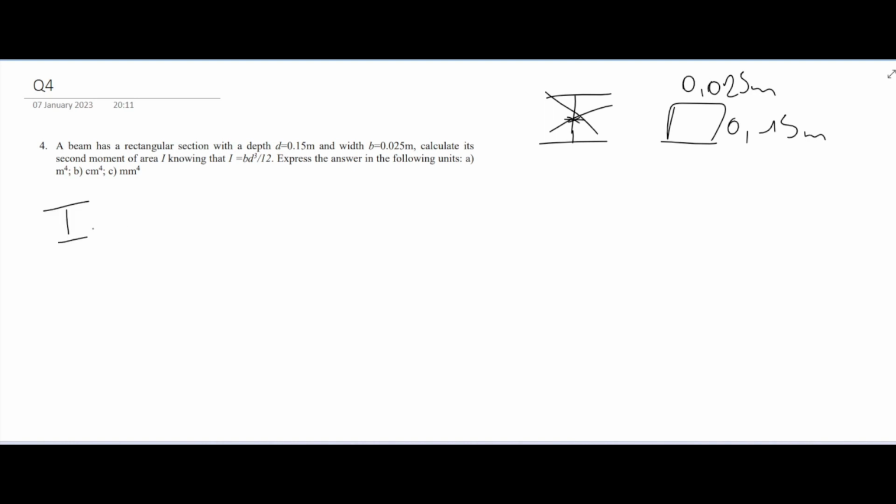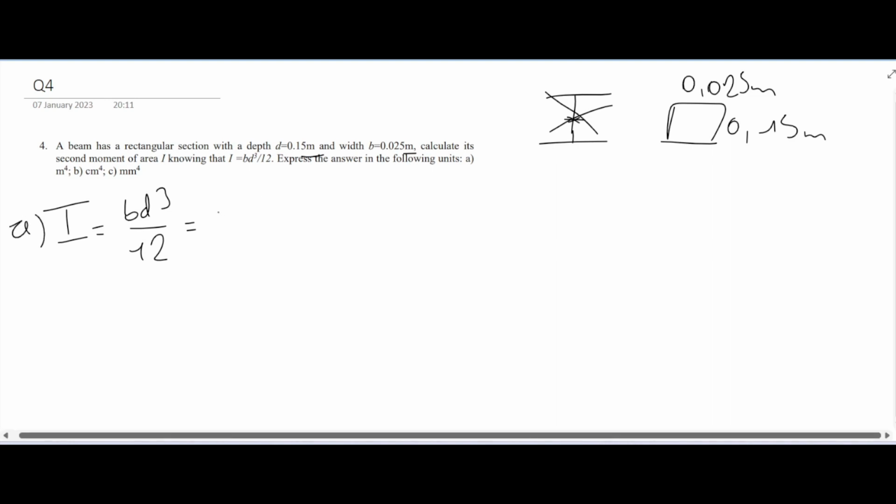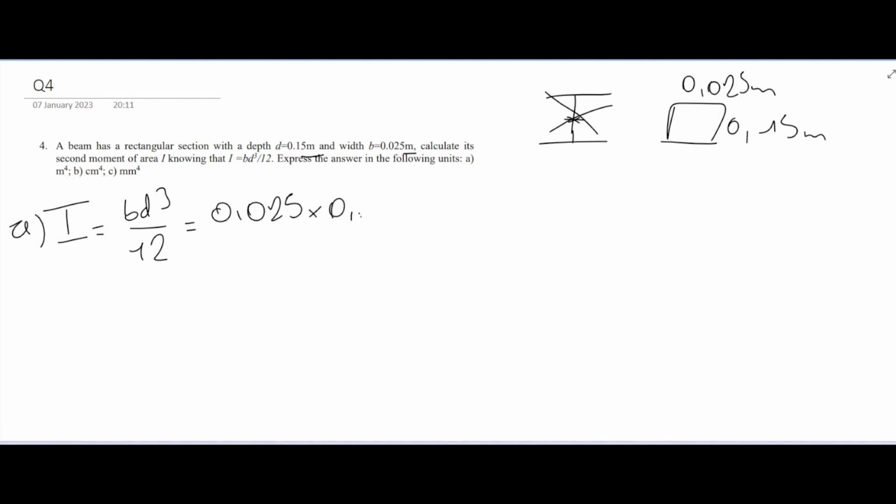So the second moment of area is b d cubed over 12. Once again, you'll start learning this by heart once you start seeing it in class. Since all our things are in meters and we're asked for meters, it's going to be really easy. So the base is equal to 0.025 multiplied by the depth 0.15 cubed over 12. Now this is going to give us 7.03 times 10 power minus 6 meters to the 4.